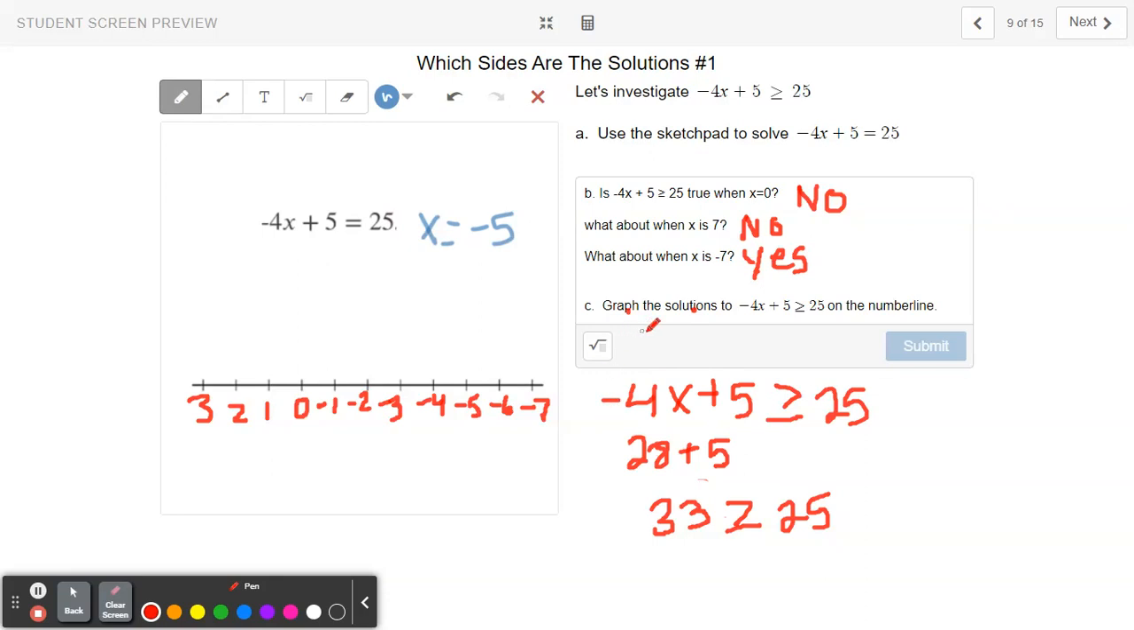would be negative 4 times negative 5. That's 20. And 20 plus 25. Is 25 greater than or equal to 25? Yes. So you're actually going to be looking at anything that is equal to -5 or less. So the inequality that works is x has to be less than or equal to -5 in order for it to solve this inequality. Okay.